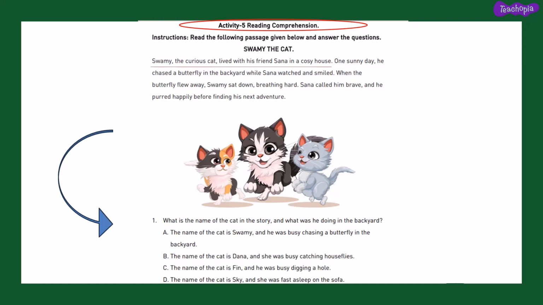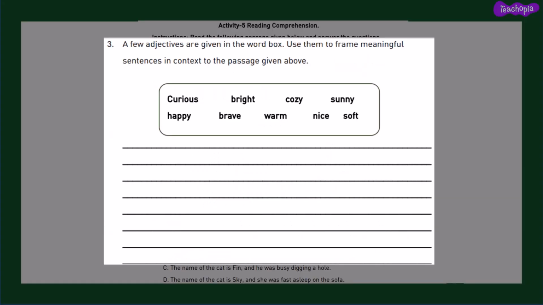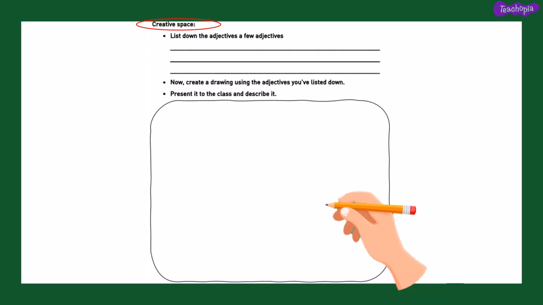Here, learners need to understand and read the story closely, look at the questions given below, find answers from the passage, and choose the right answer. Question number 3 has a few adjectives given in the word box. Learners can choose the right adjective and create a sentence based on the adjective using characters and situations given in the passage. Here we have a creative space activity.